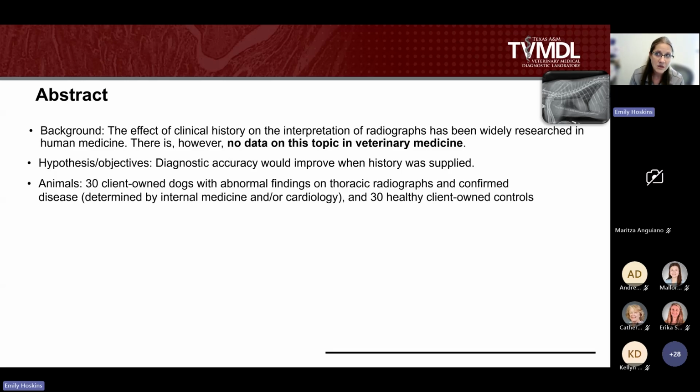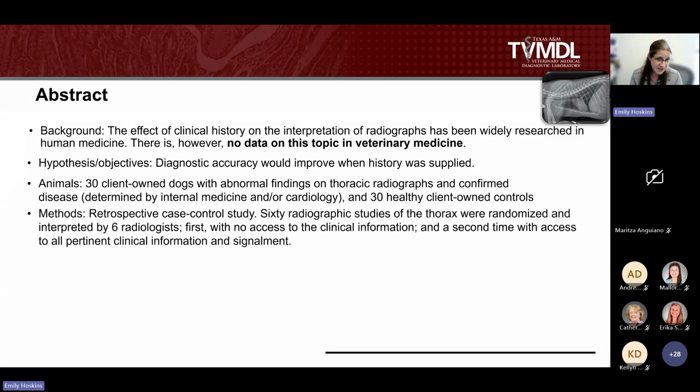And what I think was really great about this paper and how it differed from the human radiology papers is that they actually used internal medicine workup or cardiology workup to confirm those diseases, as opposed to the human radiology papers, which was more what the radiologist had diagnosed or just overall clinical diagnoses. And so this was a retrospective case control study.